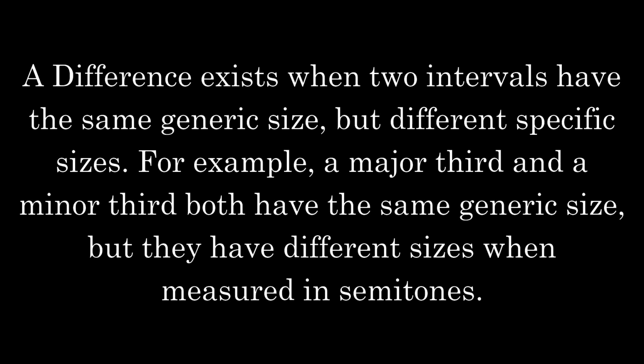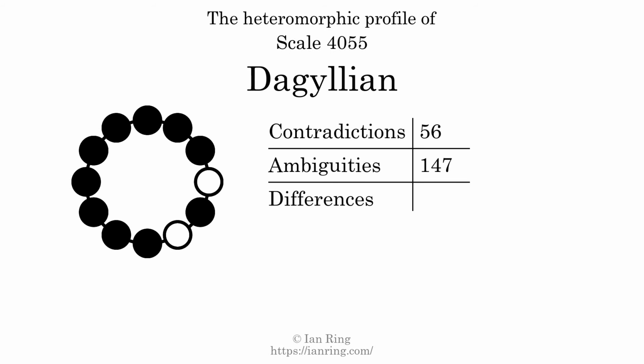A difference exists when two intervals have the same generic size, but different specific sizes. For example, a major third and a minor third both have the same generic size, but they have different sizes when measured in semitones. The number of differences in this scale is 228.